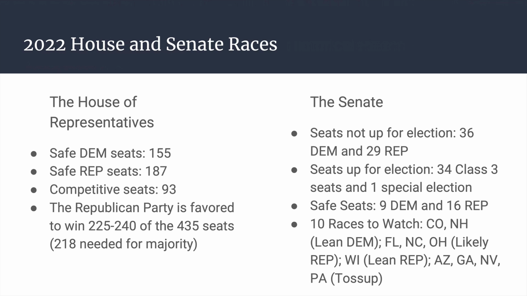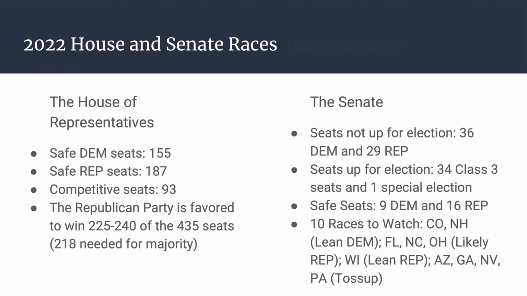So what I would say is, if you take those safe seats plus the seats that are not up for election, that would put both Democrats and Republicans at 45 seats in the Senate. That's 90 seats. And that leaves 10 races to watch. It's not that many, but this is where I think the Senate is going to be won this election cycle. So I put the 10 Senate races in categories based upon where I would rank them.